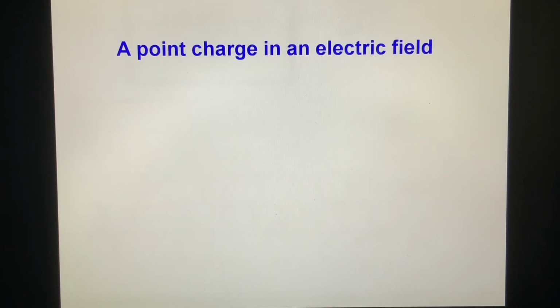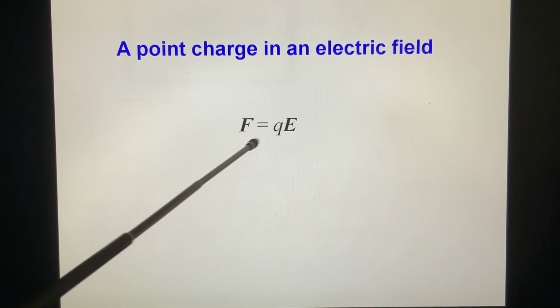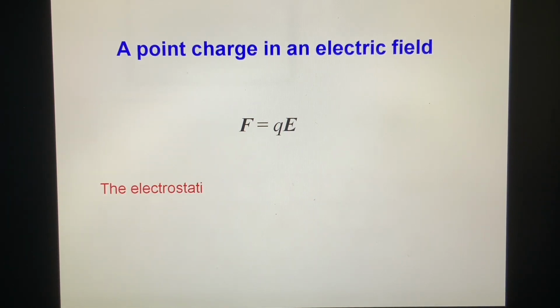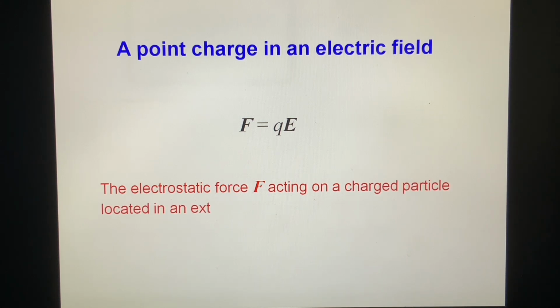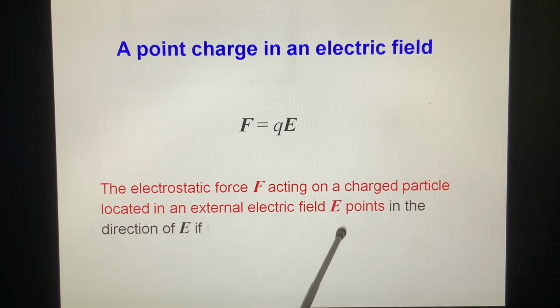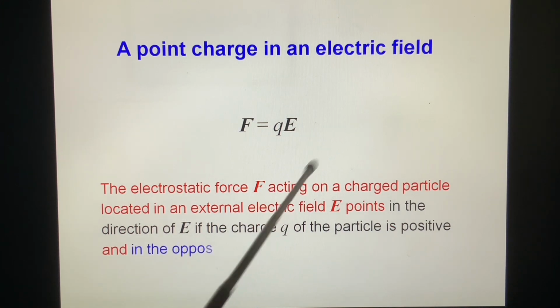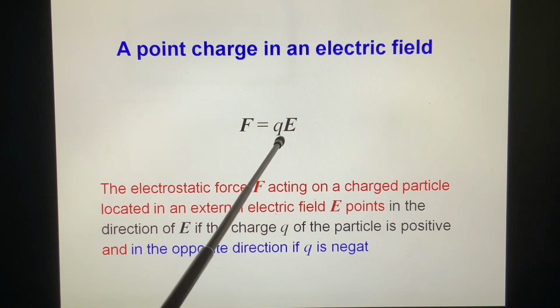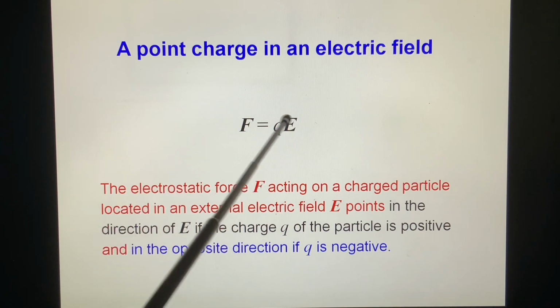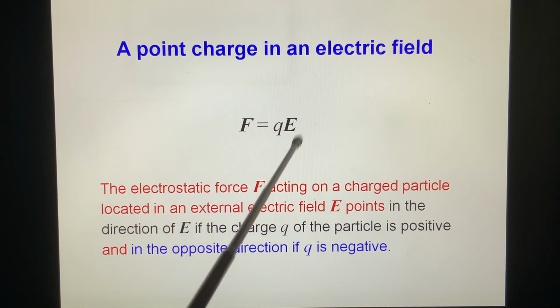A point charge in an electric field, that's very simple. It will experience a force F equals QE. The electrostatic force F acting on a charged particle located in an external electric field E points in the direction of E if the charge Q of the particle is positive, and in the opposite direction of E if Q is a negative charge.